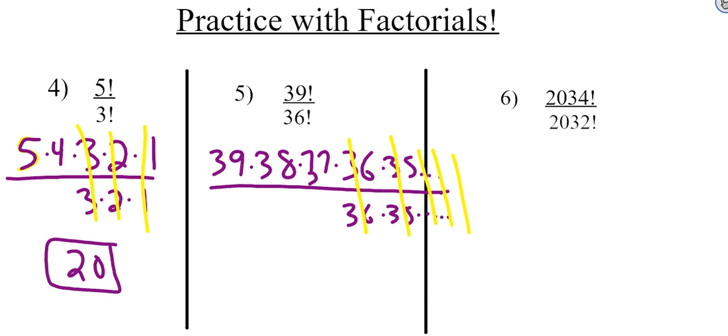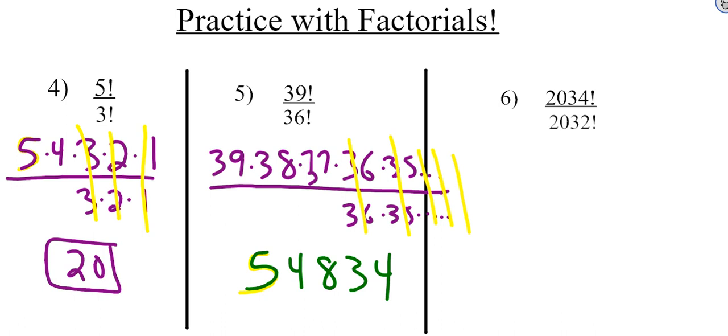Do I have a calculator? Our calculator can handle this one, but my brain can't. So we've got 39 times 38 times 37. All right, so that's 5, 4, 8, 3, 4.